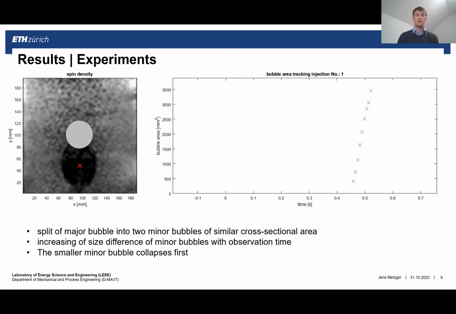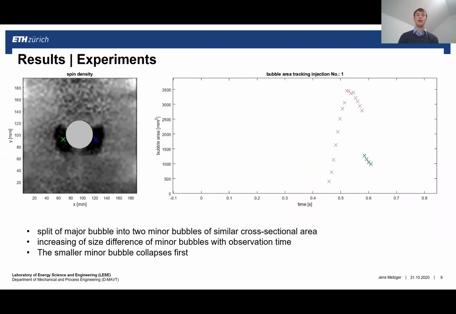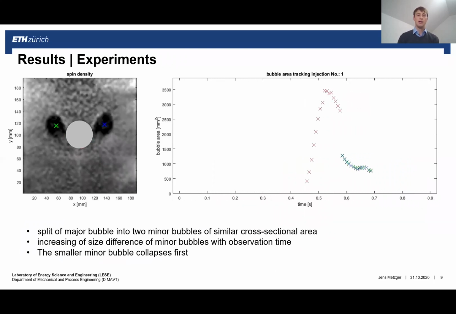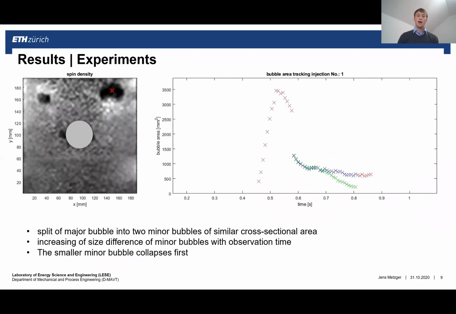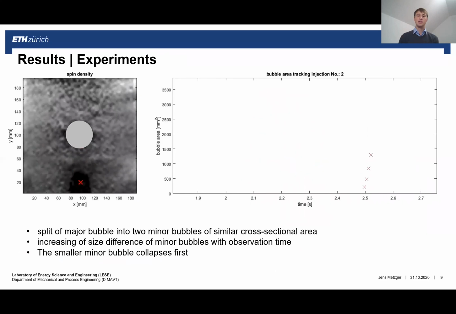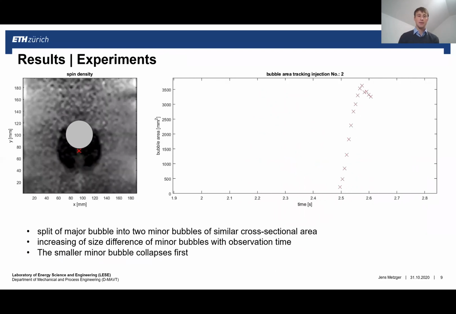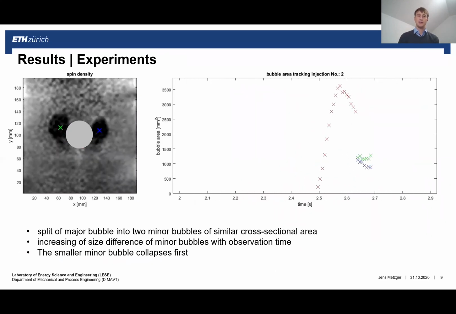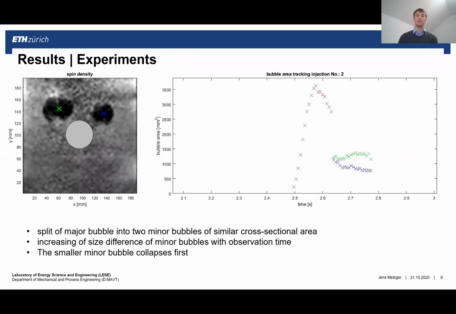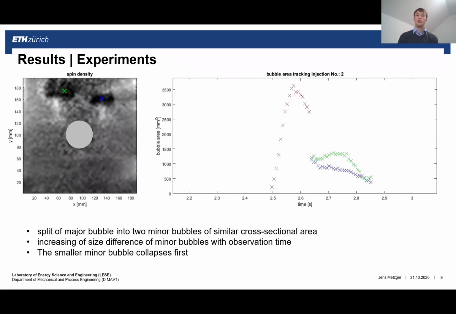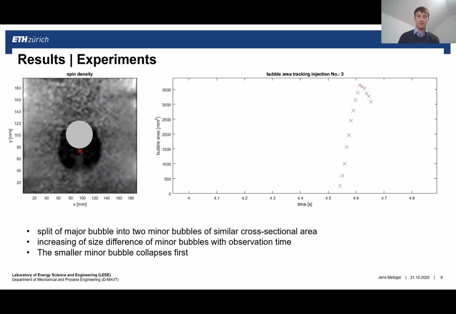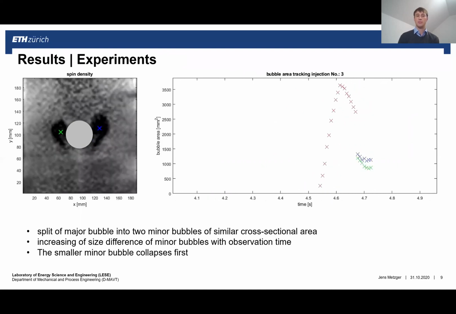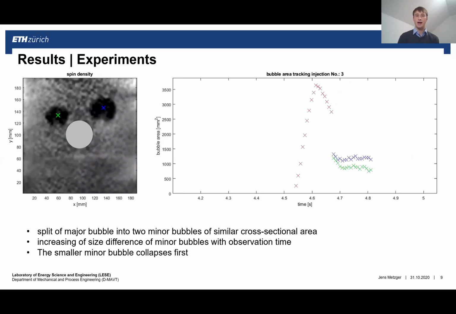Coming to the results of our investigations, we see the evolution of a gas bubble around an obstacle on the left of this plot. A major bubble gets injected into the fluidized bed and then hits the obstacle, wraps around it, and splits into two minor bubbles. Those two minor bubbles do not necessarily need to be equivalent in size, so they can split into a smaller minor bubble and a larger minor bubble.